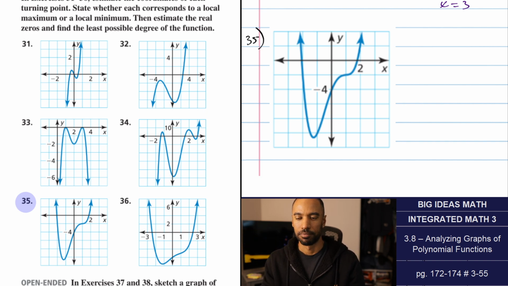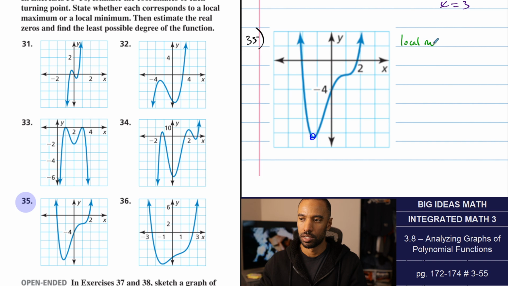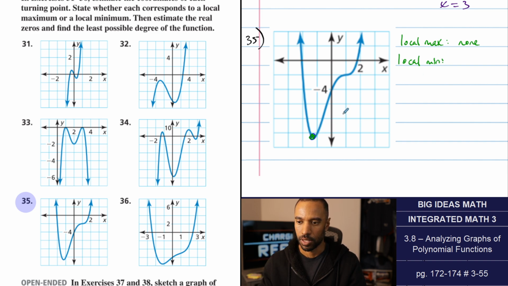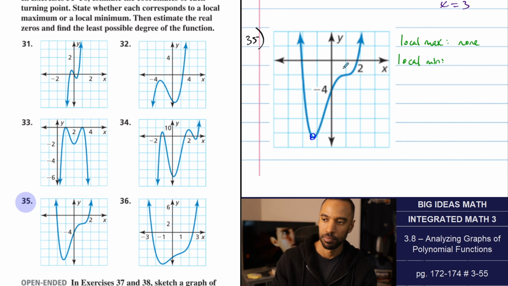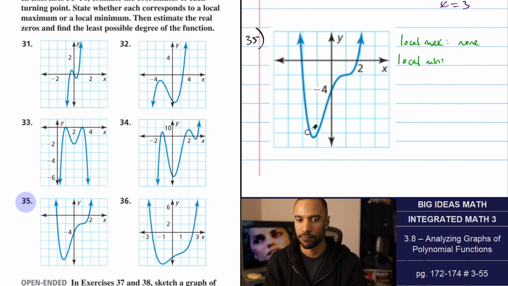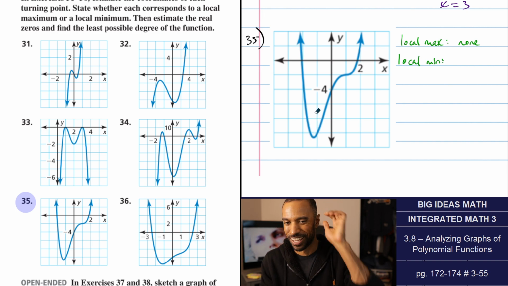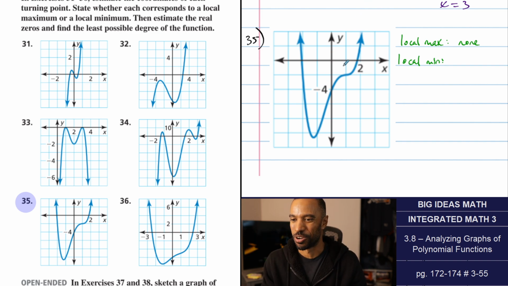All right, we have a local max nowhere. This is not a local maximum. It never slowed itself up. It's also not a local min or anything. We have 1 local min. So local max, none. Local min, right here. That is at... I keep fast forwarding a little bit. I don't want to see a corpse.